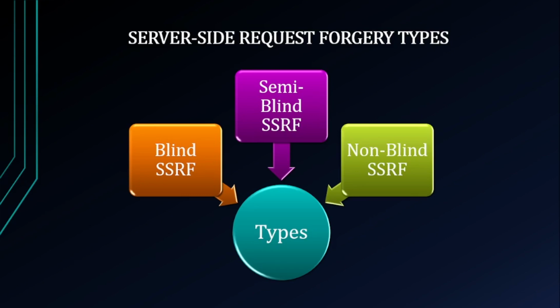Non-blind SSRF. Essentially, in a basic SSRF attack, the server returns data to the hacker when prompted by the initial request. This allows the hacker to walk away with this data or use it to gain entry to parts of the server that they would normally be barred from accessing.